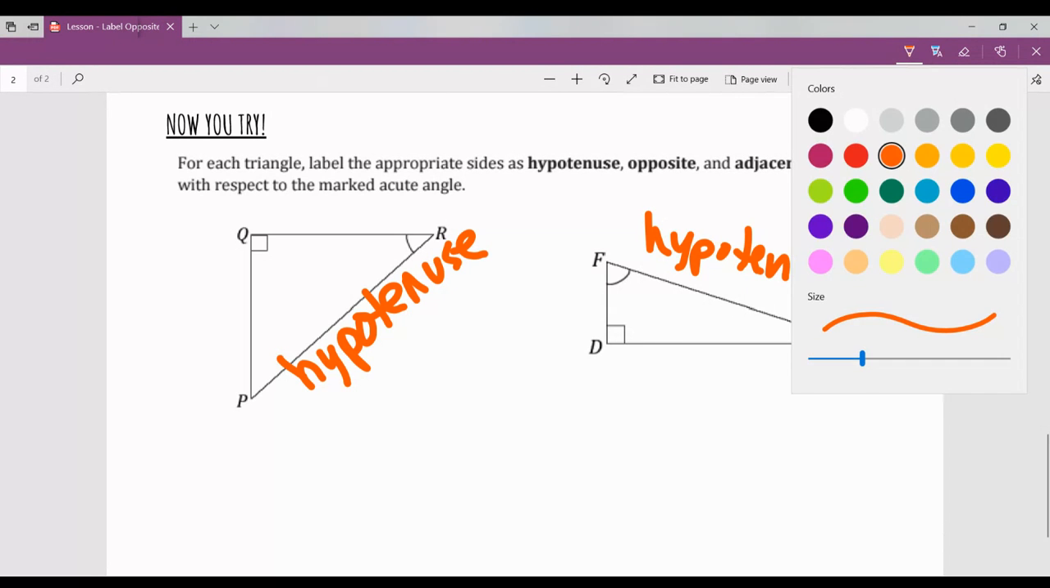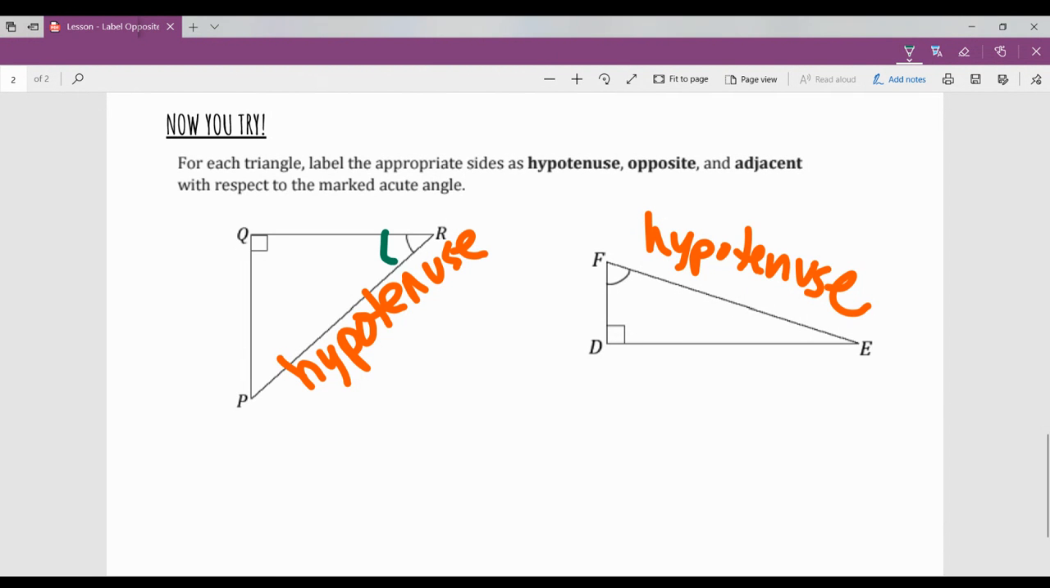So now that I've done that on both, I'm going to look at each reference angle. So angle R, I'm just going to put a theta there. Again, you don't have to do that. So across from, or opposite of, angle R is QP. I'm going to use OPP for opposite. And then next to, or adjacent to angle R, must be touching angle R, is QR.